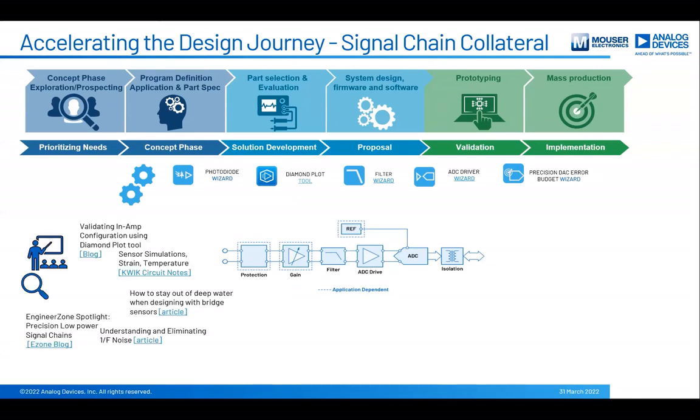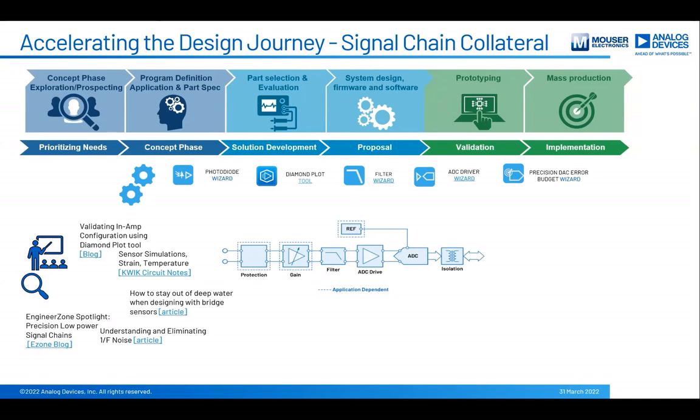We have a lot of collateral available and much more in development. Here I've highlighted some of the key application notes, quick circuit notes, which are know-how with integrated knowledge and really delve into the signal chain solutions and key building blocks within those signal chain solutions. So make sure you check those out.